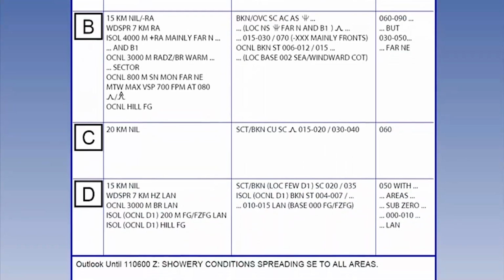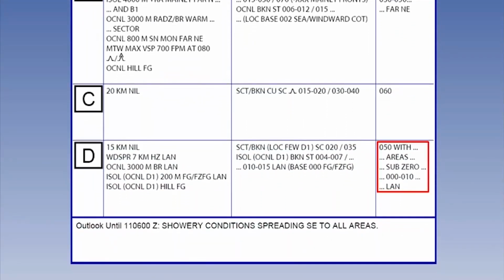A special weather phenomenon can be seen in the freezing information in Area D. Notice that the main freezing level is at 5,000 feet, but over land there are sub-zero layers of air from the ground to 1,000 feet.